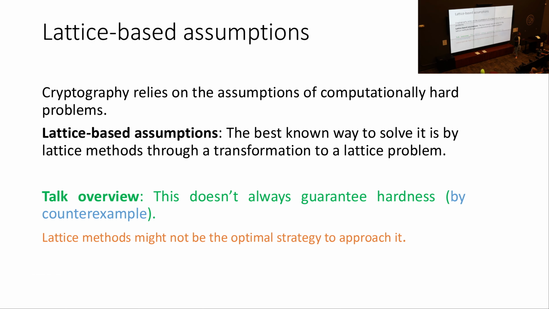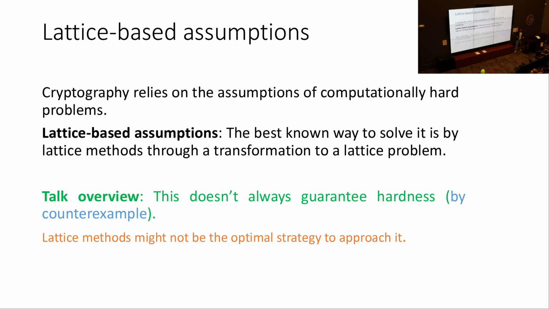I would like to start with assumptions. For cryptography, we need some kind of assumptions. And recently, there has been a lot of things going on regarding post quantum and stuff like that. One assumption which came very promising is lattice based assumptions. And what do I mean by lattice based assumptions? Well, by lattice based assumption, I mean the best way to solve some assumption is by lattice methods.